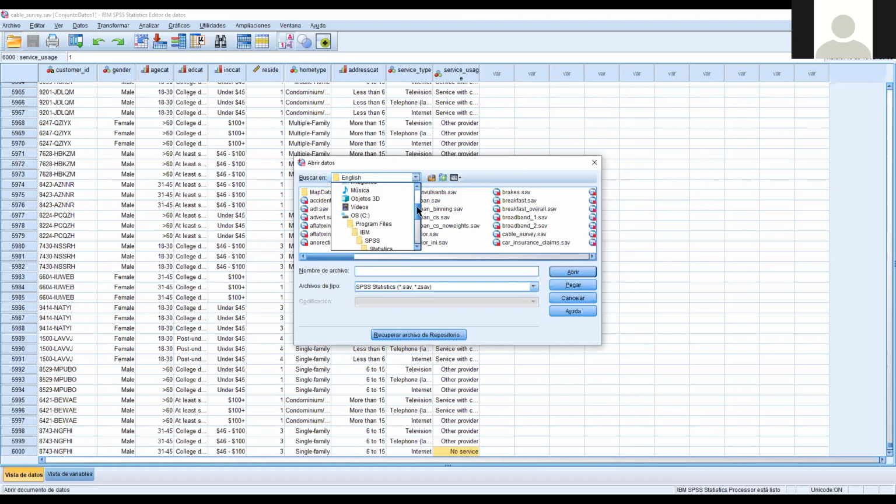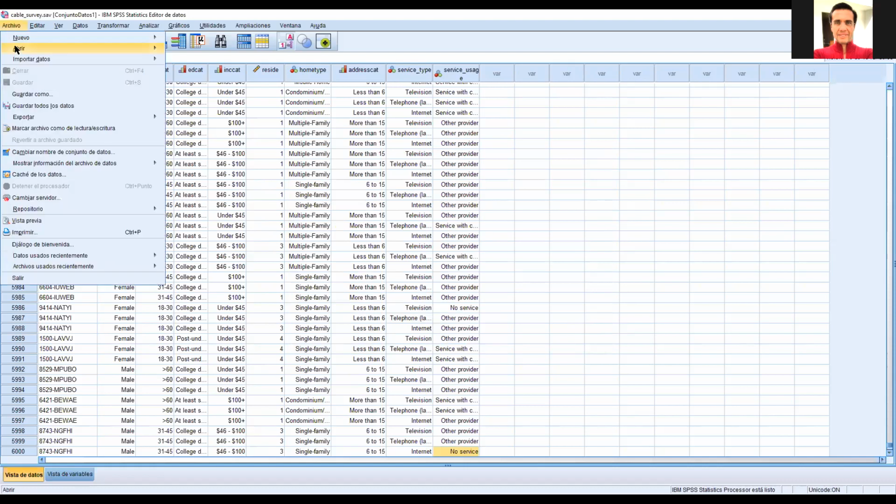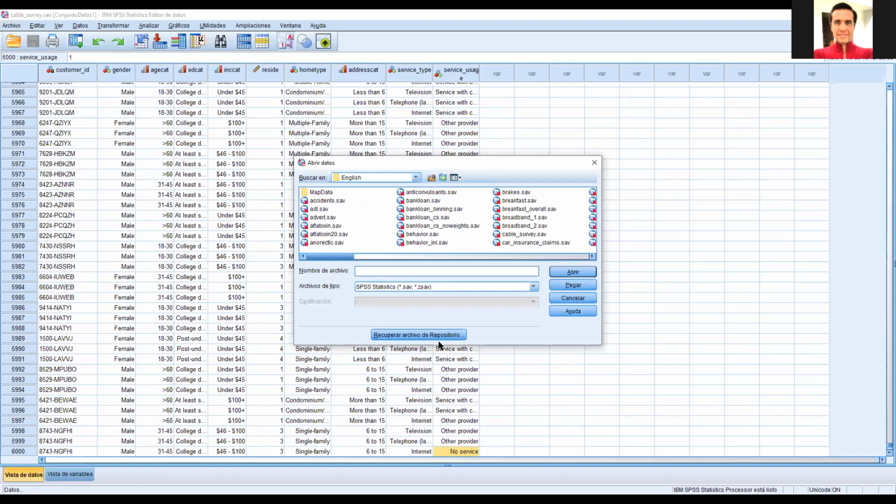Sorry, Miguel, can you do it again? Yes, you have to go with open data. And then on the pull down menu, look for your hard drive, program files, IBM, SPSS, statistics 25, samples English.